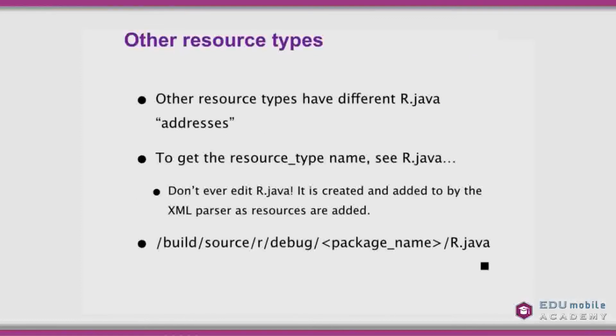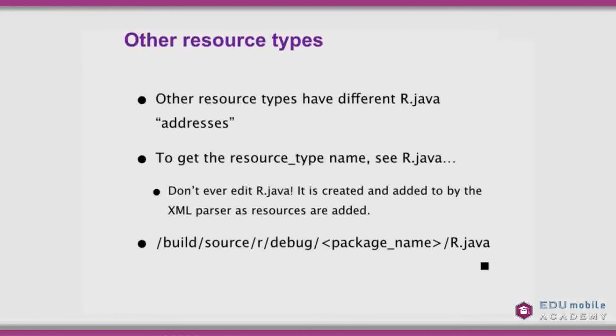There are other resource types, obviously. There are images, and there are values, and there are all kinds of things. So they have different R.java addresses. You can get the resource type names from R.java. You can look at it, but never edit R.java. It is built for us by the Android system. If we edit it, all kinds of bad things can potentially happen. So don't change it, but you can use it to see what those attribute names are.